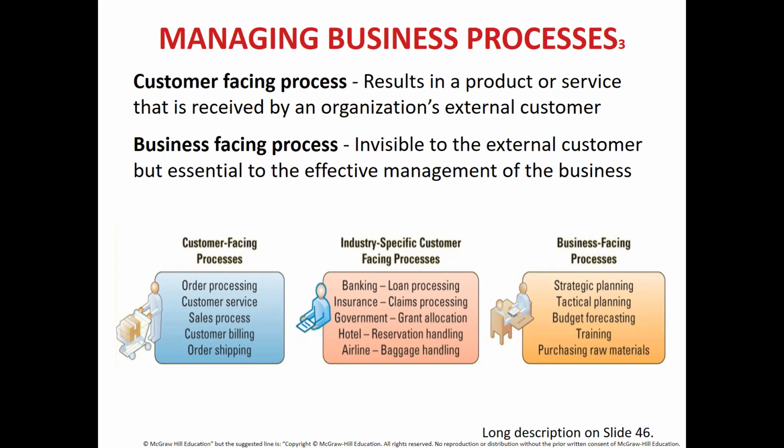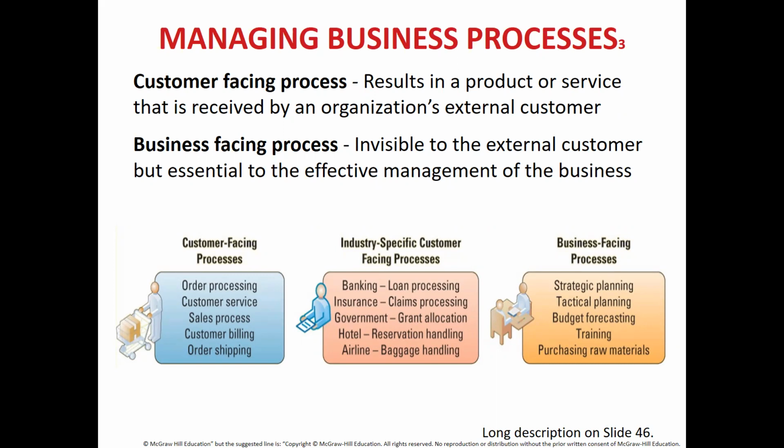And then you have business facing processes. Now, business facing processes are invisible to the external customer. That means your customer does not know what's happening, but they are essential to the effective management of the business. And these processes occur within the organization, and we call them internal processes. So once again, customer facing processes are external, and generally these processes involve outsiders. Business facing processes are internal and they occur within the organization.